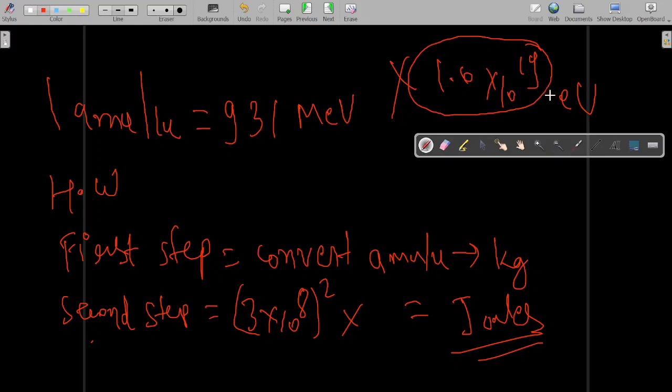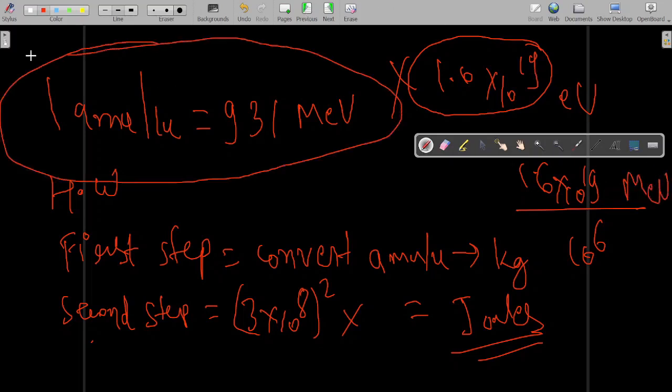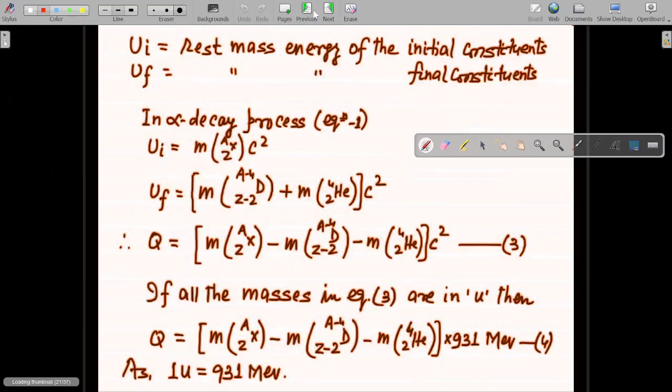And then in order to convert electron volt into mega electron volt, what will you do? You will divide this electron volt by 10 to the power 6. Then you will get the value in mega electron volt. In this way you can find this relation. This is your homework. So one unified mass or one atomic mass unit is equal to 931 mega electron volt.